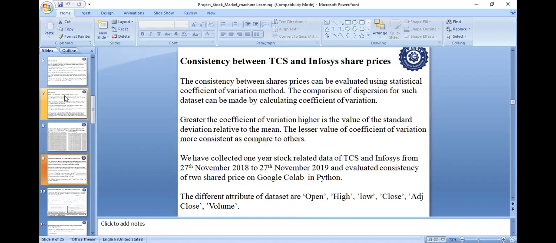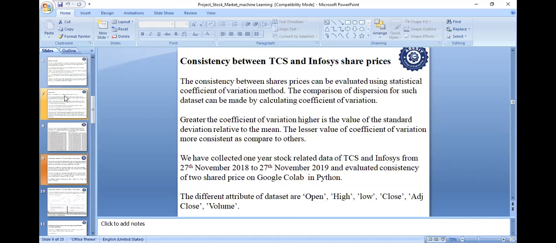Consistency between TCS and Infosys share price. Now we will discuss the consistency. The consistency between share prices can be evaluated using the statistical coefficient of variation method. The comparison of dispersion for such data can be made by calculating the coefficient of variation. The coefficient of variation is the ratio of the standard deviation to the mean. The lesser the coefficient of variation, the more consistent the data is compared to others.